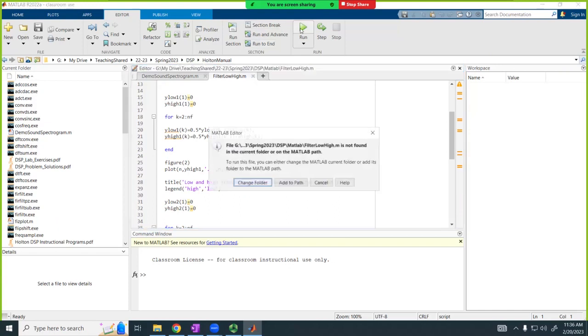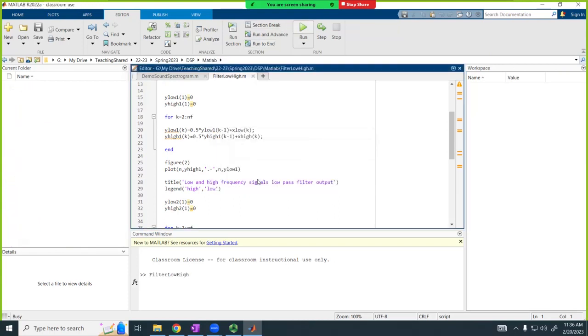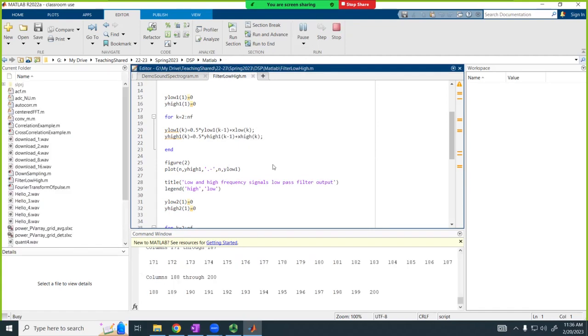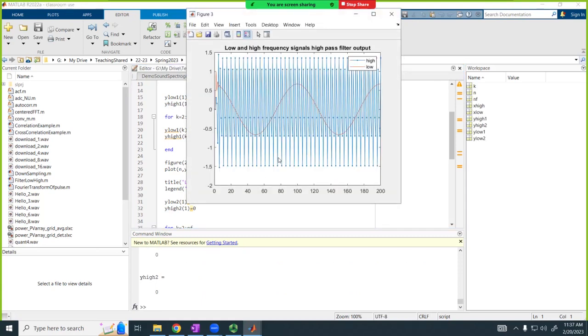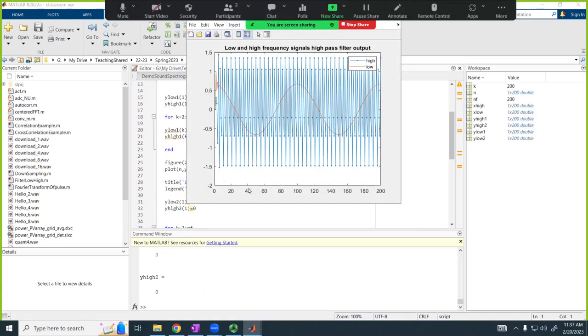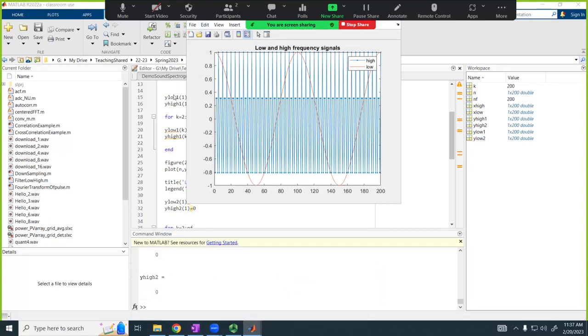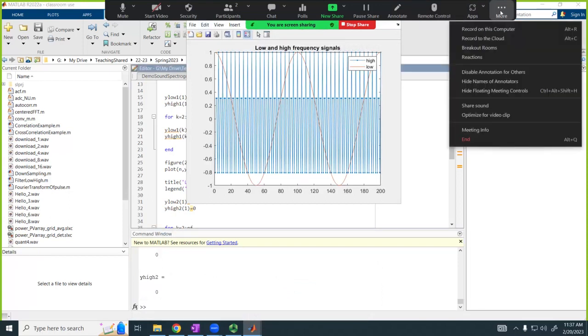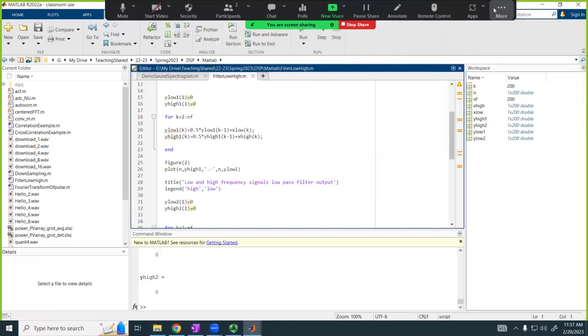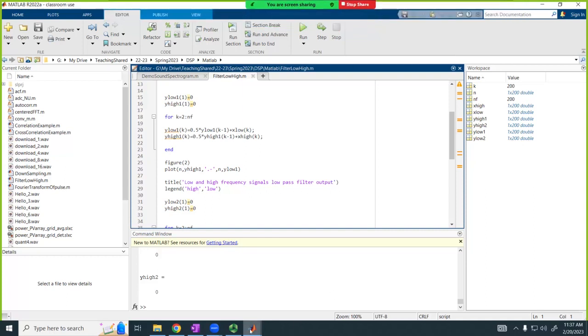And if we run it, it's supposed to auto hide. Okay, thank you.